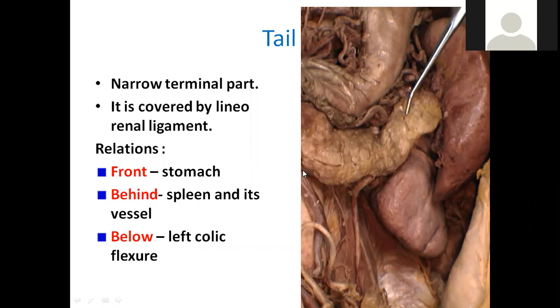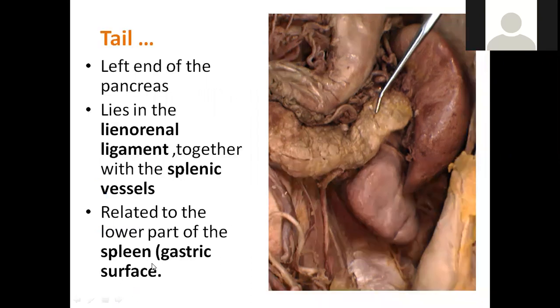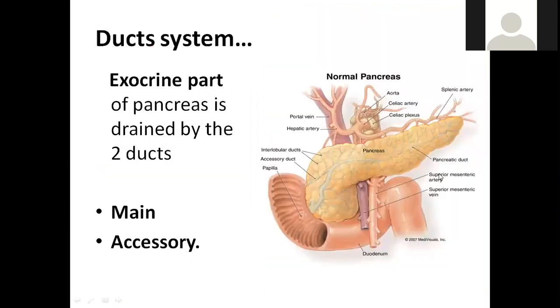Okay. So tail is also related anteriorly to stomach, posteriorly it is related to spleen, below it is related to left colic flexure. Okay. So when you just cut the section of pancreas, inside the pancreas we have ducts.